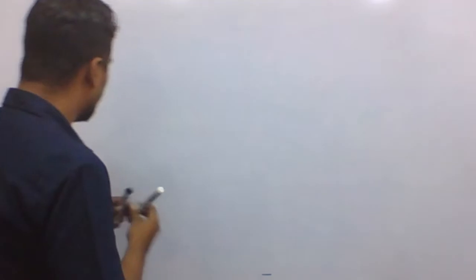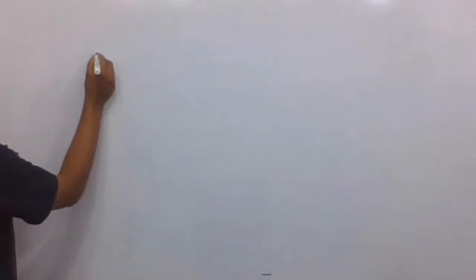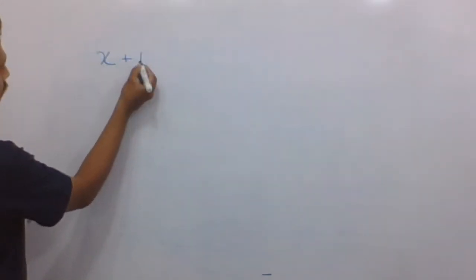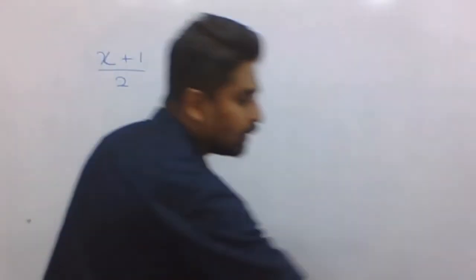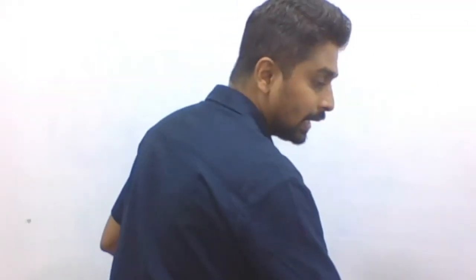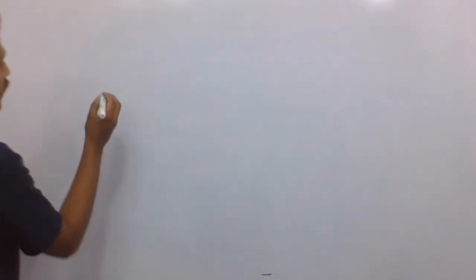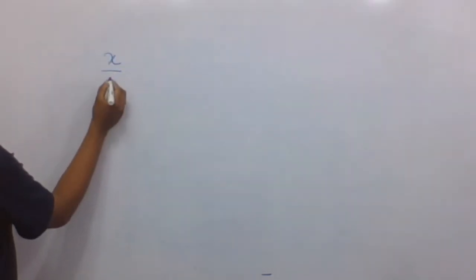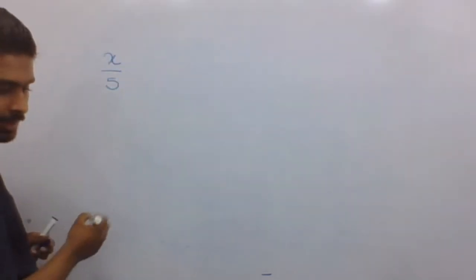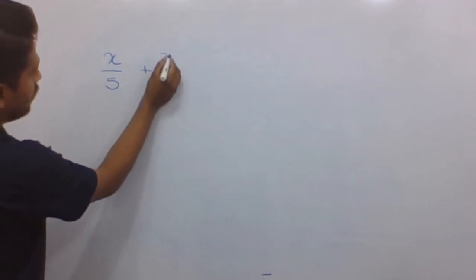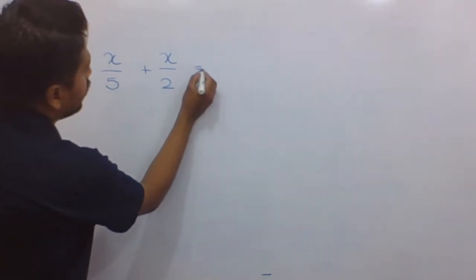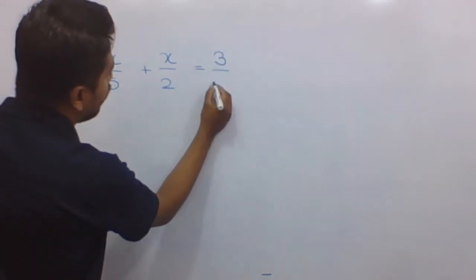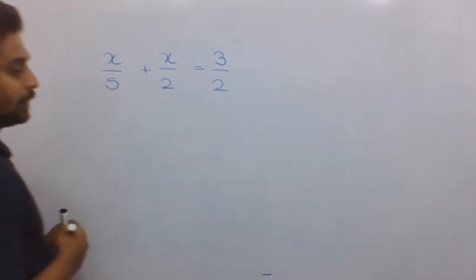x plus 1 over 2, here you can see x plus 1 over 2, no, not this question. Before that, a slightly easier question using this theory: x over 5 plus x over 2, then this is equal to what? 3 over 2. You can try, right?